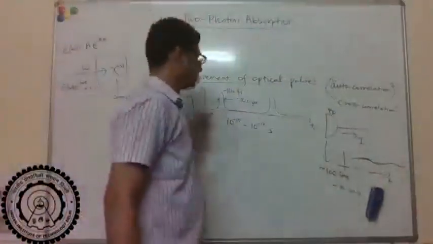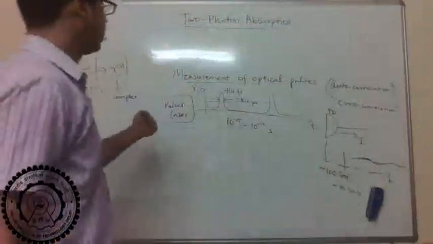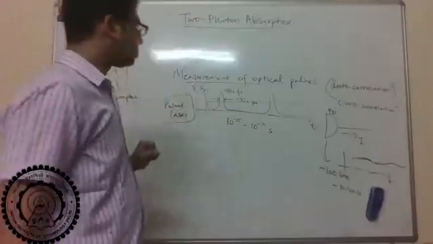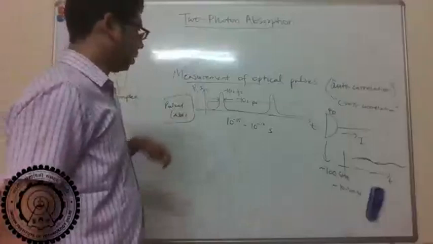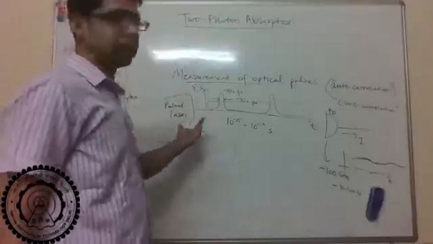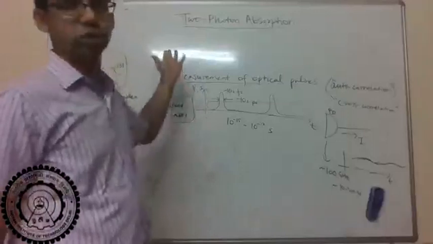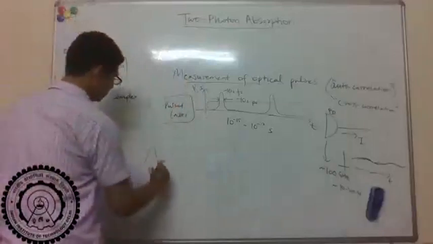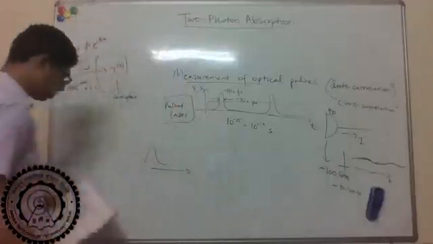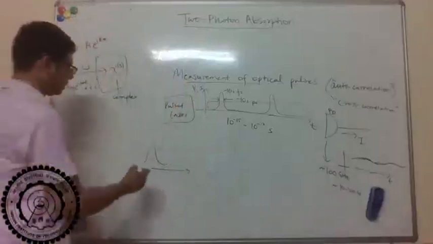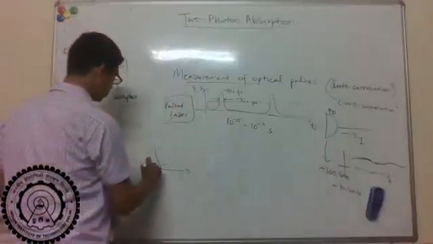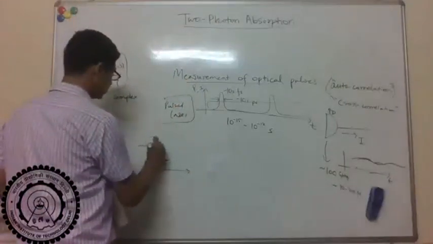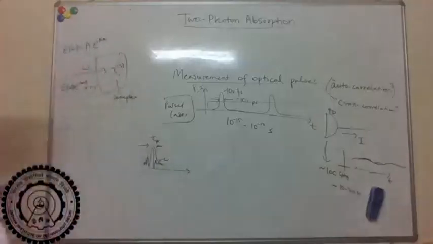So then, how do I measure optical pulses? One way to do it is using two-photon absorption, and many of the commercial devices which are used for measuring optical pulses actually use this idea. So what is the idea? I have my input pulse here. Let's say it has some central frequency omega, some duration, some pulse width tau p, which I want to measure.